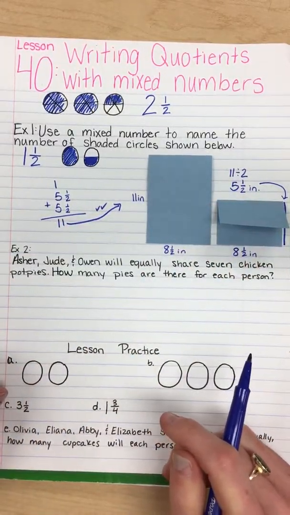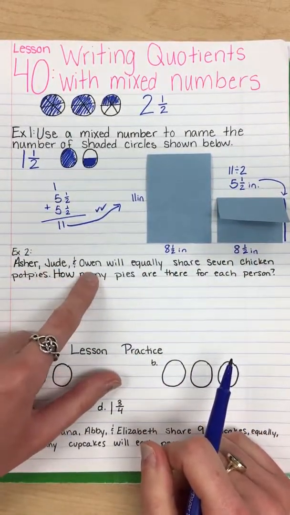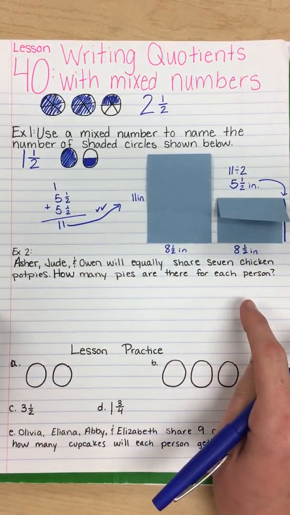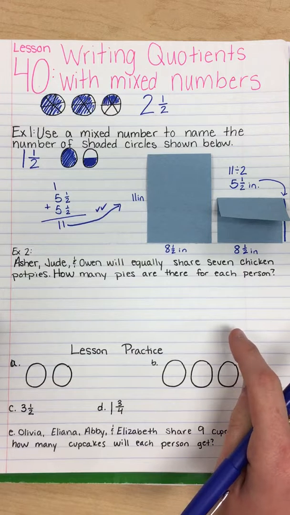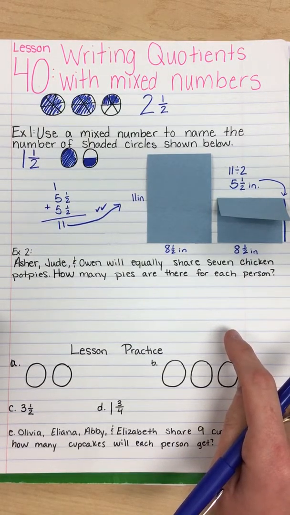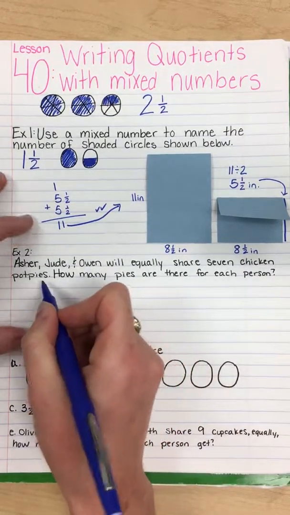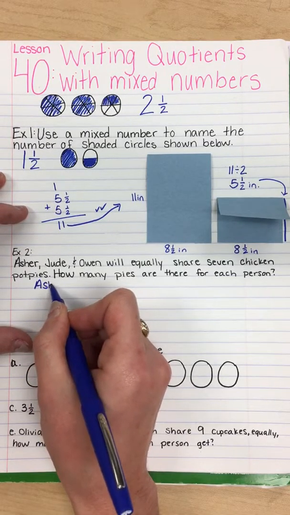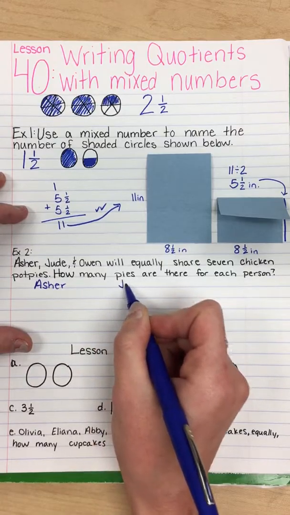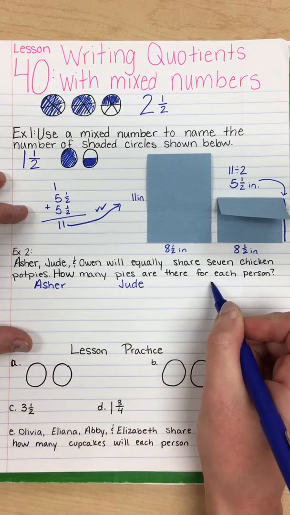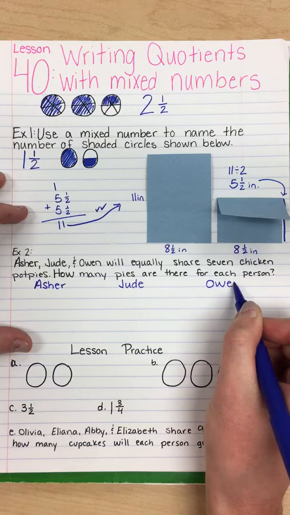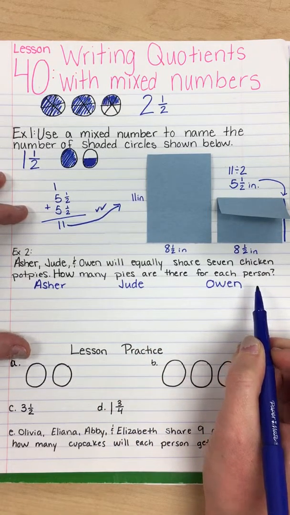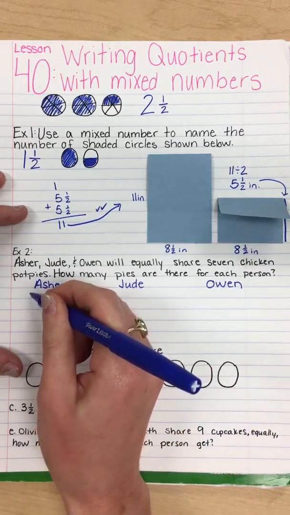All right, example 2. Asher, Jude, and Owen will equally share 7 chicken pot pies. How many pies are there going to be for each of them? So the first thing I'm going to do is write their names here, okay? Their little pile of pot pies. Asher, Jude, and Owen. All right, and there's 7 pot pies altogether. So we're going to start drawing them to see how many they get.